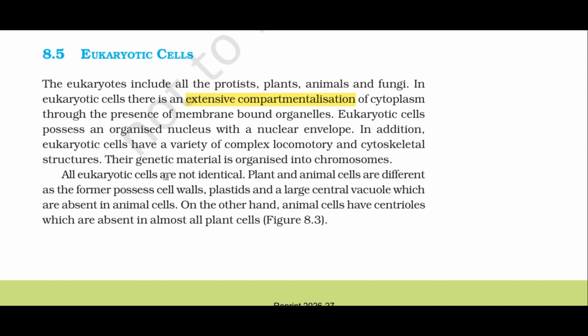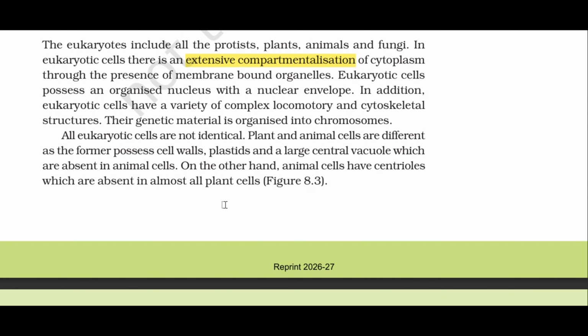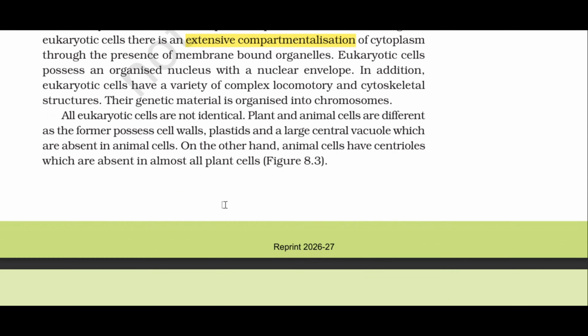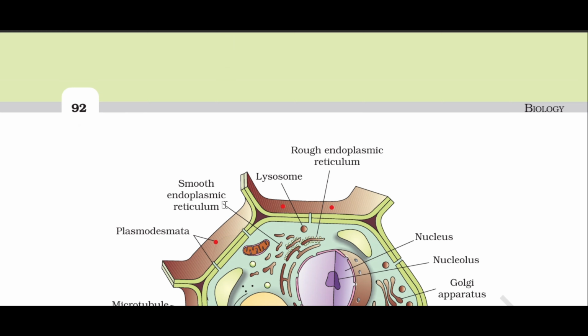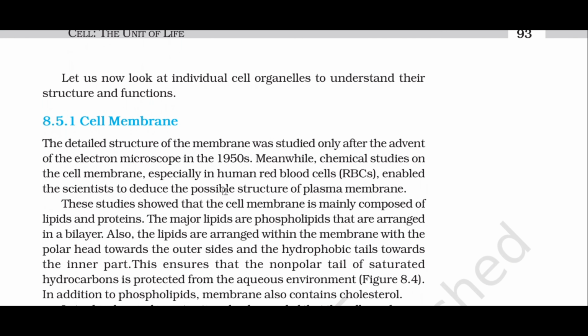All eukaryotic cells are not identical. Plant and animal cells are different as the former possess cell walls, plastids and a large central vacuole which are absent in animal cells. On the other hand, animal cells have centrioles which are absent in almost all plant cells, figure 8.3. Let us now look at individual cell organelles to understand their structure and functions.